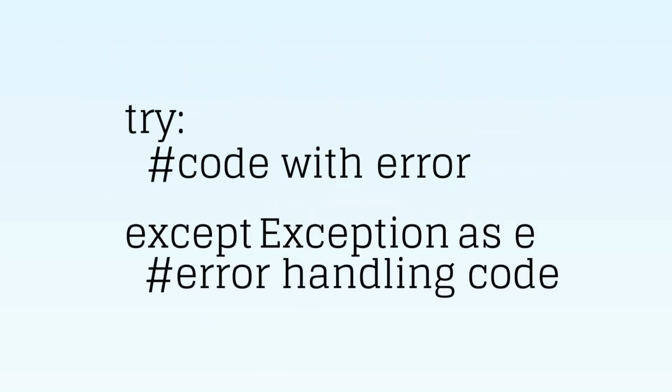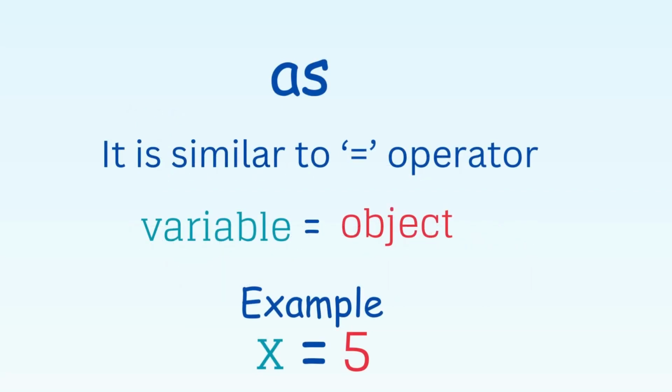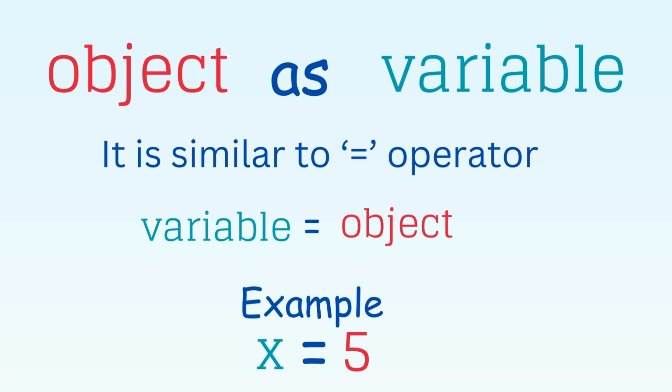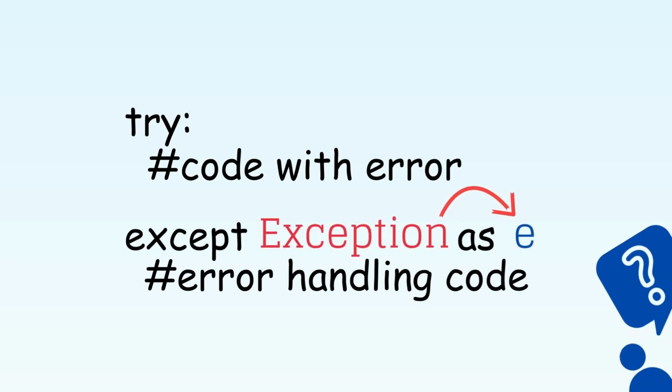Let's start by breaking it down and looking at each word individually. So, the first word is except. This is just the keyword used to catch any exceptions that have been raised in the try block. Now, coming to the second word, Exception. This is a special one. Let's look at it at the end. So, the third word, as. This is another keyword in Python used to assign an object to a variable. And the fourth word e is the variable the object is being assigned to. What object, you ask? The exception object caught by this except block.